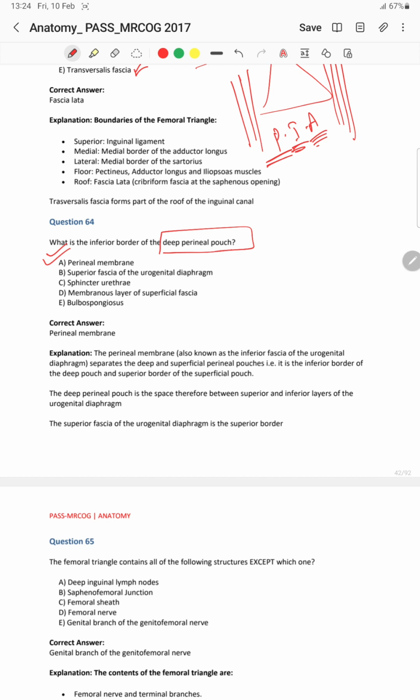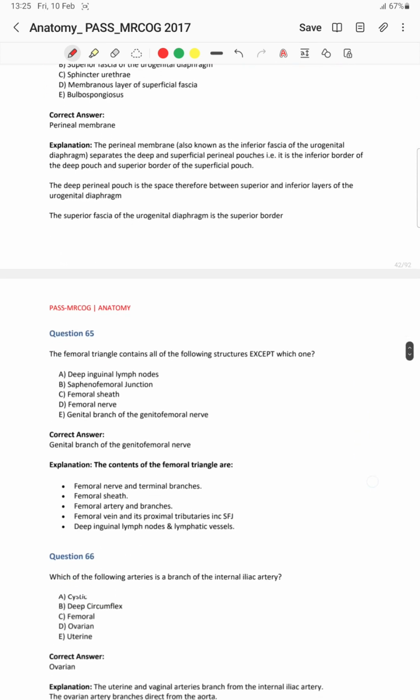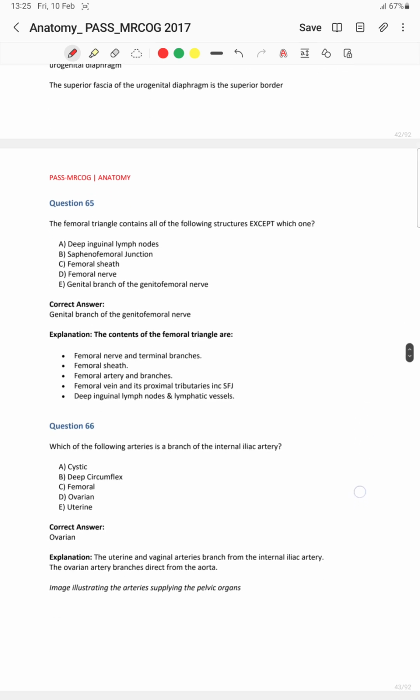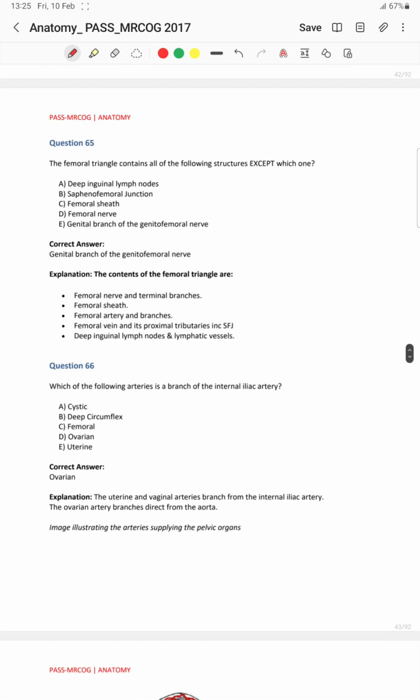The perineal membrane is also known as the inferior fascia of the urogenital diaphragm. It separates the deep and the superficial perineal pouches, and it is the inferior border of the deep perineal pouch and the superior border of the superficial pouch. The deep pouch is the space between the superior and inferior layers of the urogenital diaphragm, and the superior fascia of the urogenital diaphragm is the superior border. I'll find the picture and let you know, and I'll explain this again in the upcoming questions. No need to be worried about it.